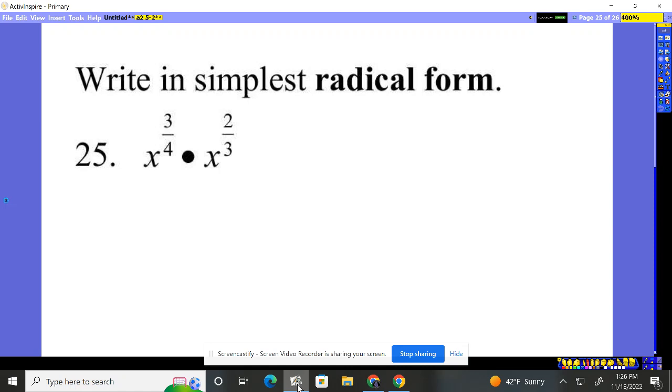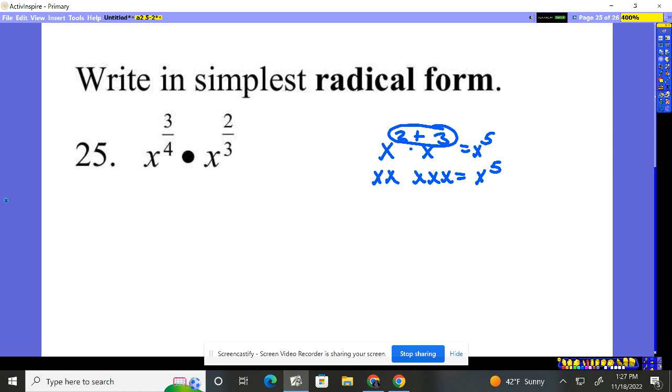25, write in simplest radical form. So we have this times this. Now, just like if I have x squared times x to the third, I know this is xx, x to the third is xxx. This will be x to the fifth. We realize that we can add the exponents to get what the answer will be.